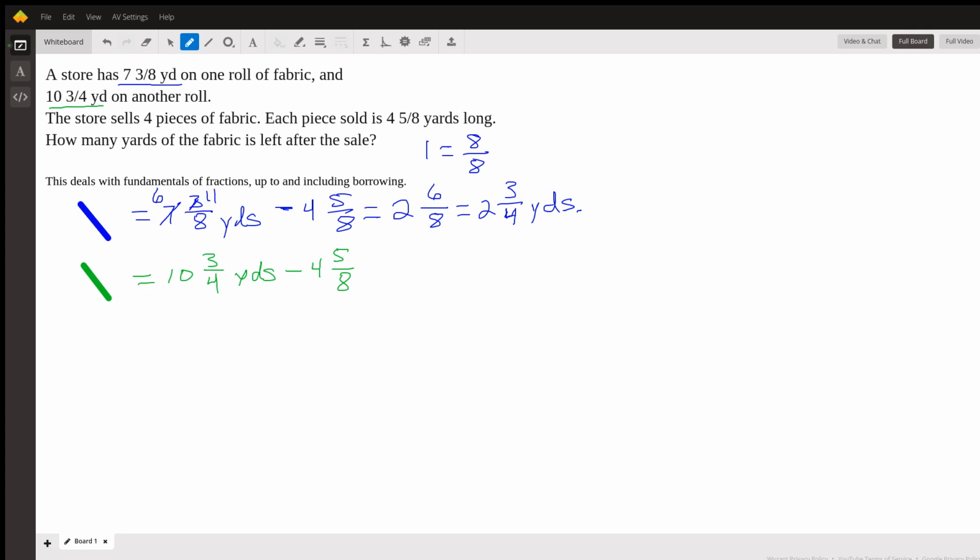And here again, in order to subtract, in this case, we just need to find a common denominator. So if we change the 4 to an 8, 4 times 2 equals 8. So that means our numerator needs to be 3 times 2, which will be 6. And now we'll be able to subtract. 10 minus 4 is 6 with our whole number. And our numerator is 6 minus 5 gives us 1 over our common denominator of 8. Now we have enough. 6 1/8 is larger than 4 5/8. So we'll be able to cut another piece from this roll, 4 5/8.